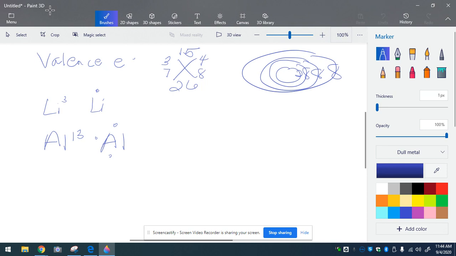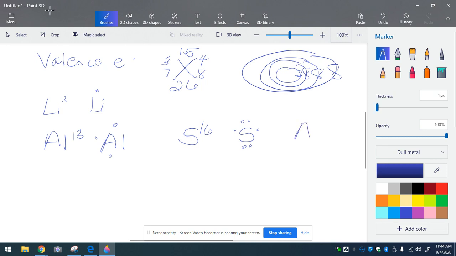If we do sulfur, sulfur is number 16. So we look at this one, it goes 2 in the first shell, 8 in the second, that's 10. And then it can have 8 in the third, but we don't need that much. We only need 6. So sulfur has 6 valence electrons. So you put sulfur, 1, 2, 3, 4, 5, 6. Okay, so sulfur has 6.